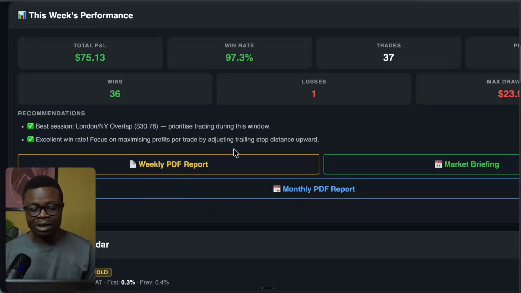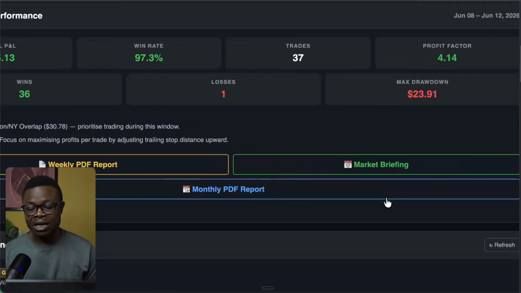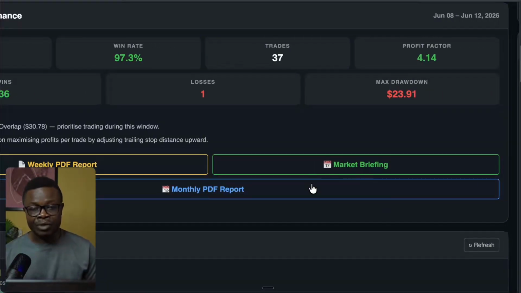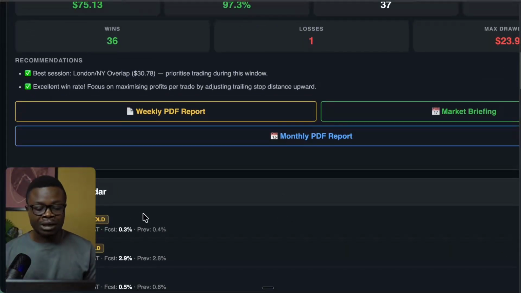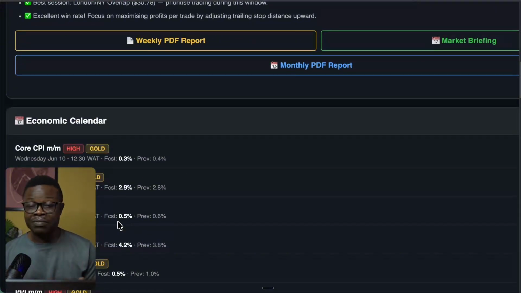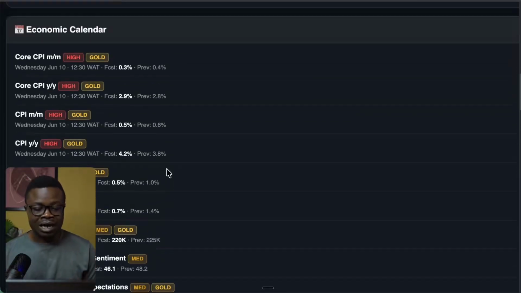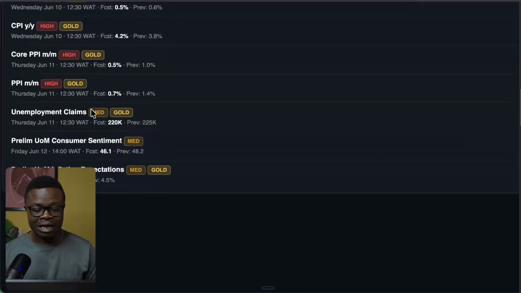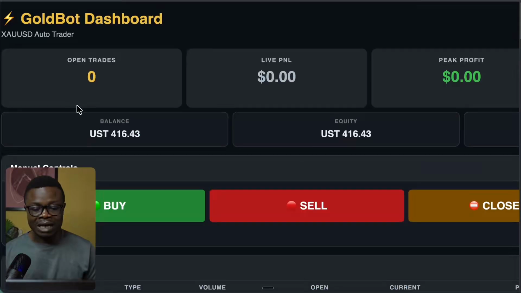So we can get a monthly report, we get a weekly report, and then a market briefing. Every week, at the beginning of the week, the bot sends us a briefing telling us there will be some news for the week, if it is high impact news that will affect gold and all of that. And you still have the economic calendar down here as well. So that's everything you need.